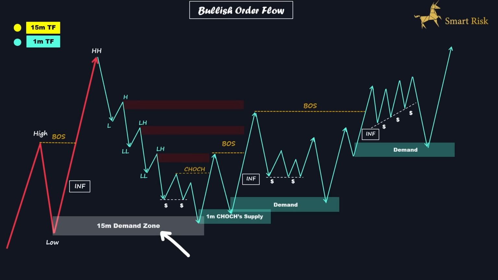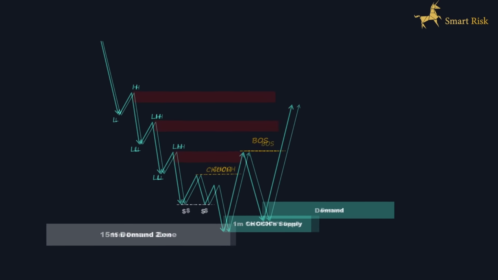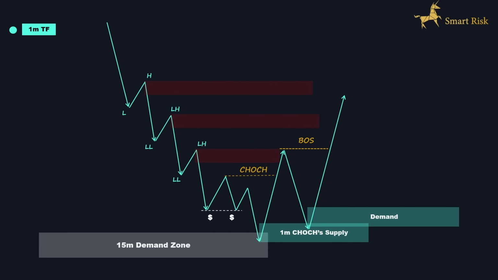Next, what we do is zoom in on a lower time frame, for example, the 1-minute time frame. We wait for the price to touch the unmitigated demand zone from the higher time frame, experience a reversal, and then form a change of character or flip pattern, indicating a shift in market structure. As seen here, the price has created a change of character pattern and created a new demand zone in the 1-minute time frame, attributed to the bullish wave of the change of character.